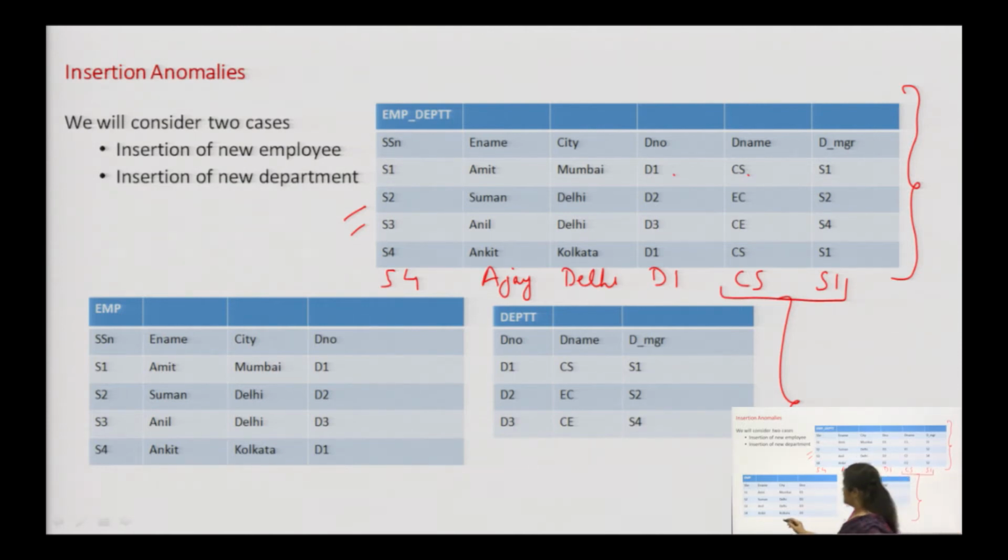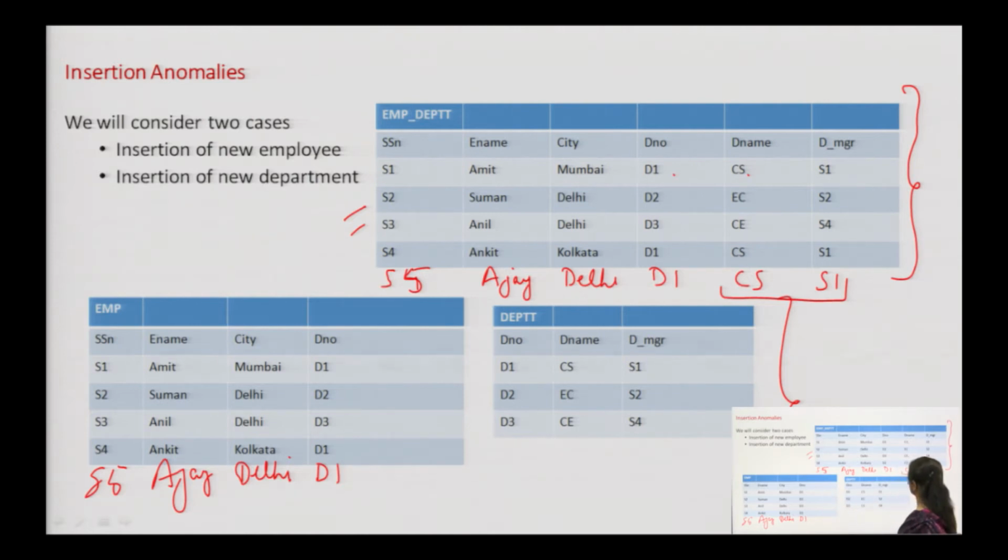Whereas in the second case, if we want to add this employee, sorry, this was S5, Ajay, Delhi, we will simply enter the D number, and we don't have to repeat the dname and the dmanager of the employee. So obviously this will be better, because inserting in the first design causes redundancy and there can be errors also.